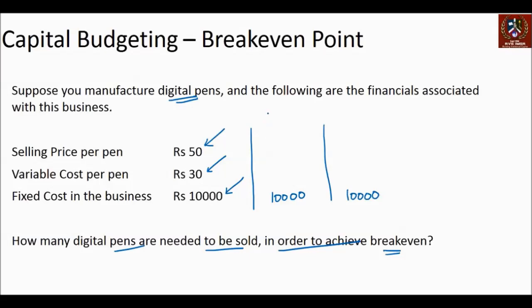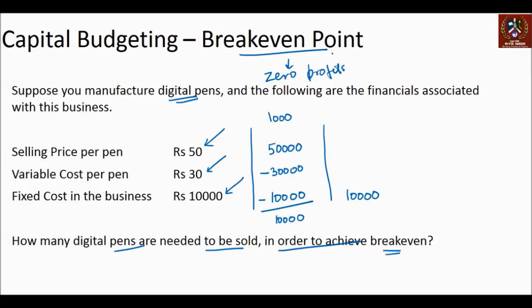Let's say you end up selling something like 1000 units. So what is the total sales you generate? That's 50,000. What is the variable cost per pen? That's 30,000. So this is subtracted. We end up with a profit of 10,000. Now break-even point is the point where we have zero profits and zero losses. We're just at the point where losses are turning into profits, right? So obviously that does not seem to be the case.